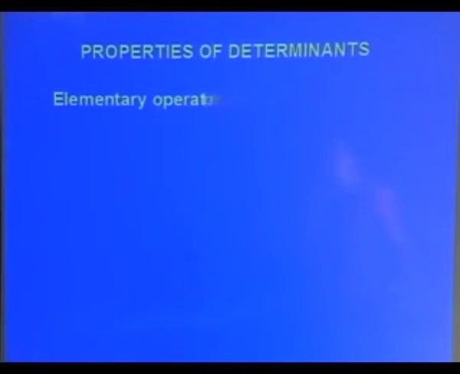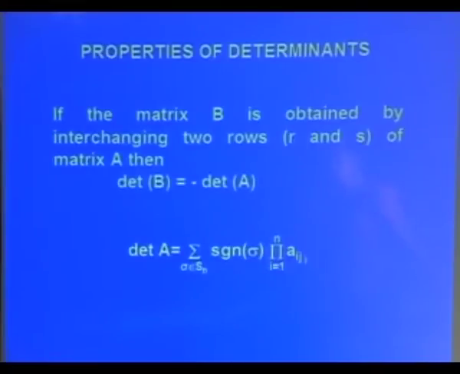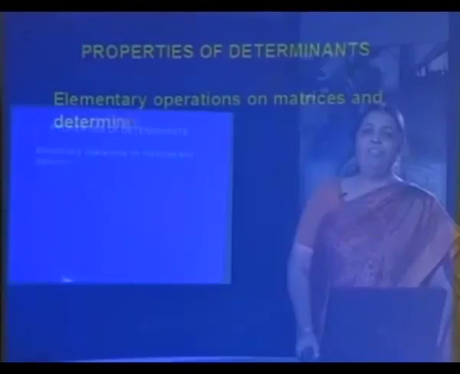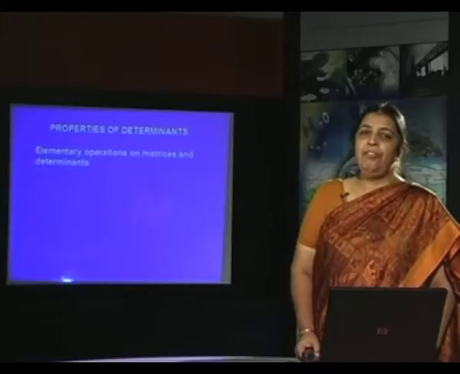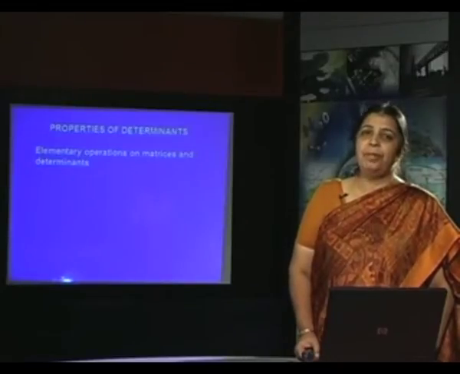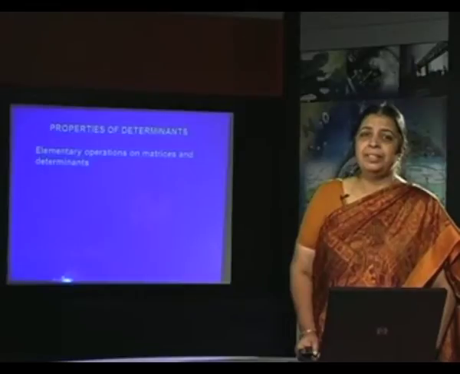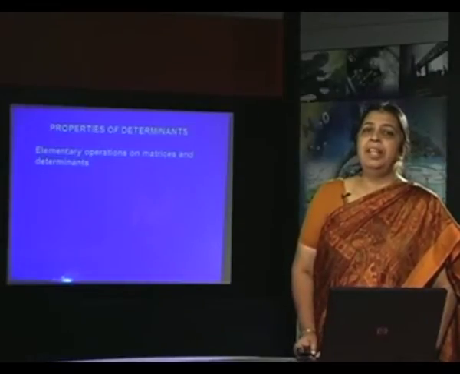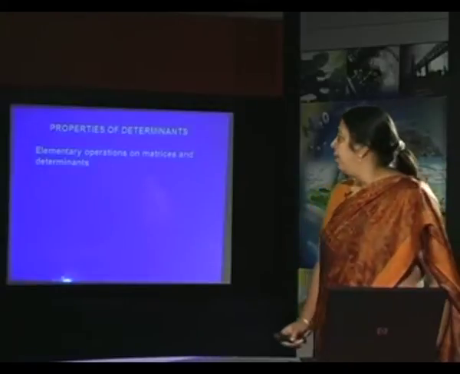Now the proof of this can be done very easily from the definition, because if you are changing two rows, then actually the signum of sigma will change, the inversion will change, and one minus sign will come because of this. That is why determinant B is equal to minus determinant A. Now in the next set of properties we will see the effect of elementary transformations, elementary operations on matrices, and we will see what is their effect on determinants.